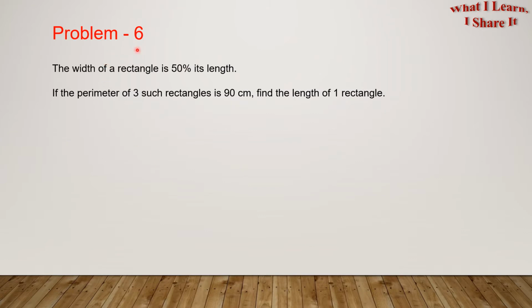Problem 6. The width of a rectangle is 50% its length. If the perimeter of 3 such rectangles is 90 centimeters, find the length of one rectangle. Do you want to try it yourself? Feel free to pause the video and try it yourself.